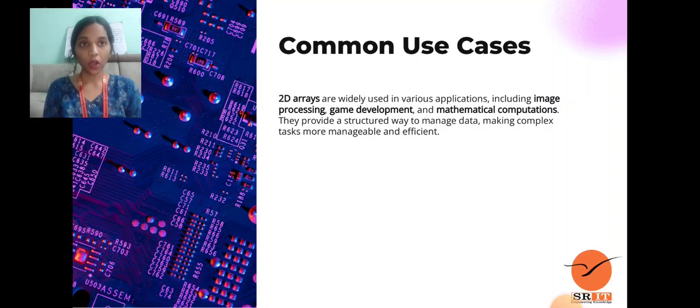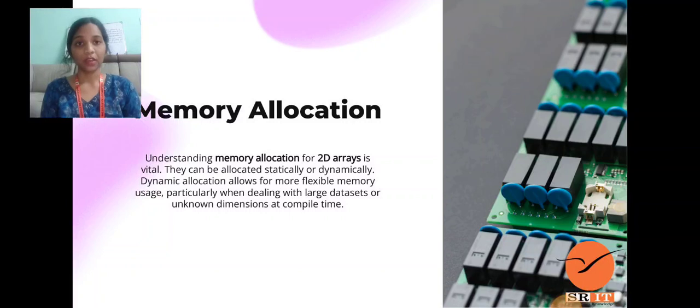Then, common use cases. 2D arrays are widely used in various applications including image processing, game development, and mathematical computations. They provide a structured way to manage data, making complex tasks more manageable and efficient. Then, memory allocation. Understanding memory allocation for 2D arrays is vital. They can be allocated statically or dynamically. Dynamic allocation allows for more flexible memory usage, particularly when dealing with large datasets or unknown dimensions at compile time.